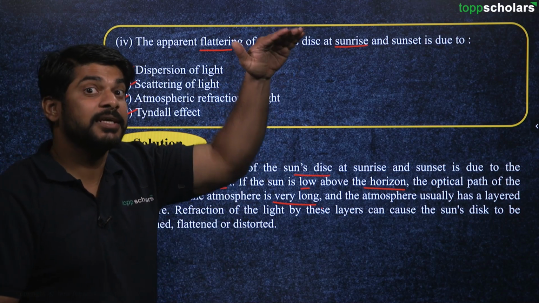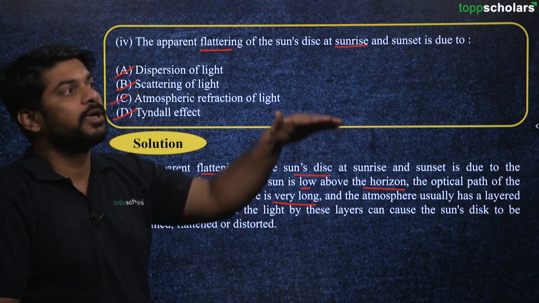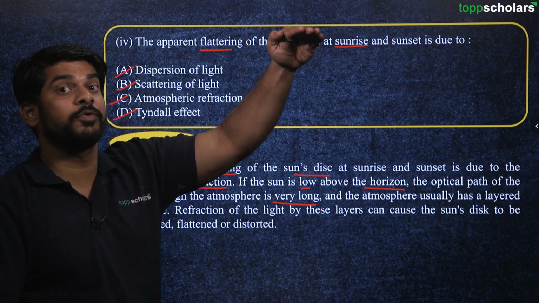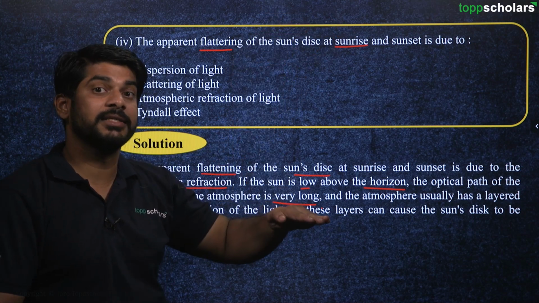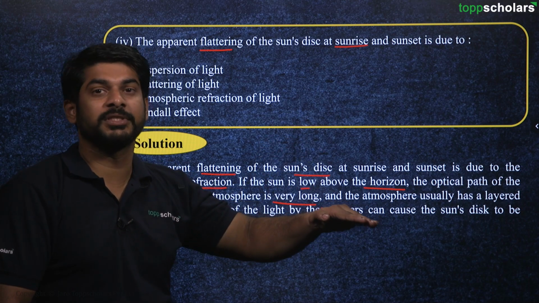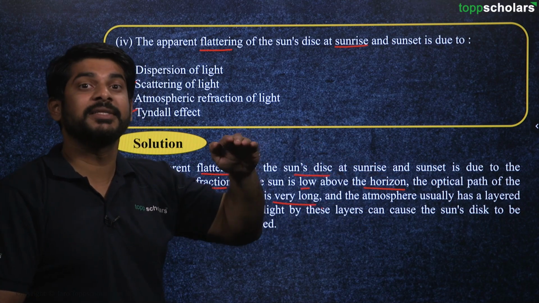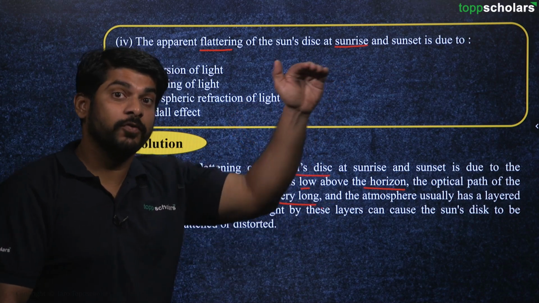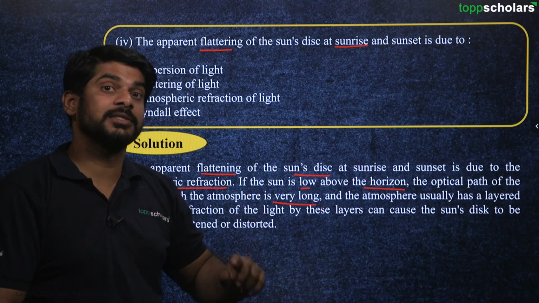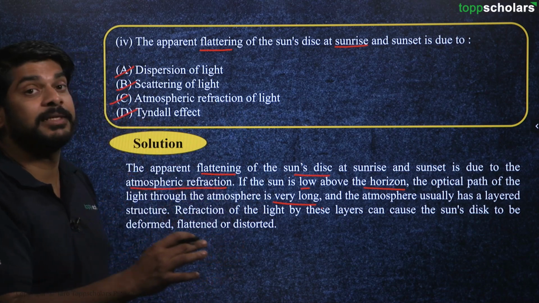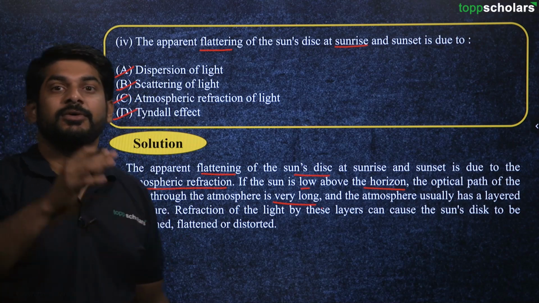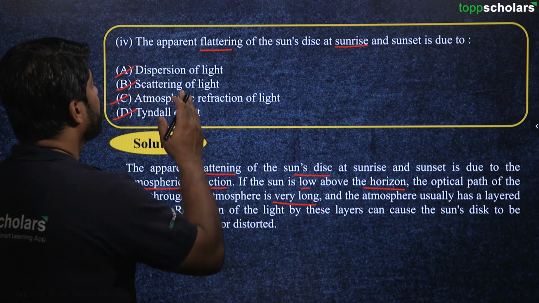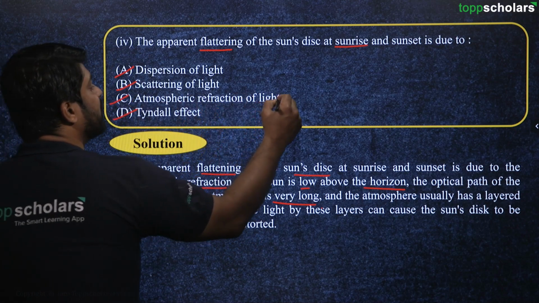The atmosphere has different layers. That means every layer has got different optical density. That means the ray that is coming from the top of the sun and the ray that is coming from the bottom of the sun refracts or bends a little bit differently. The angles of deviation are different for both of these rays, and that is the reason why the sun appears to be flattened during the sunrise and sunset. So this is the correct answer, option number C.